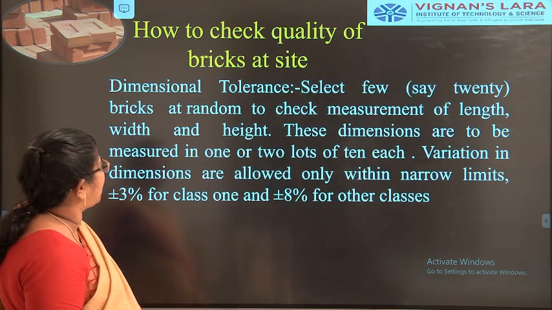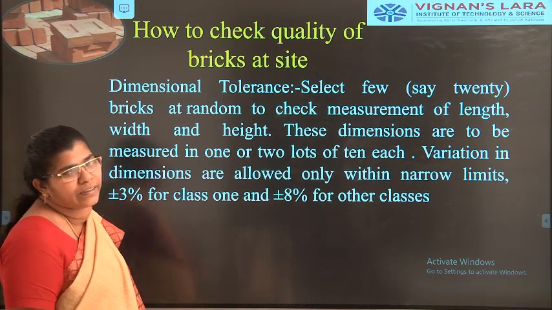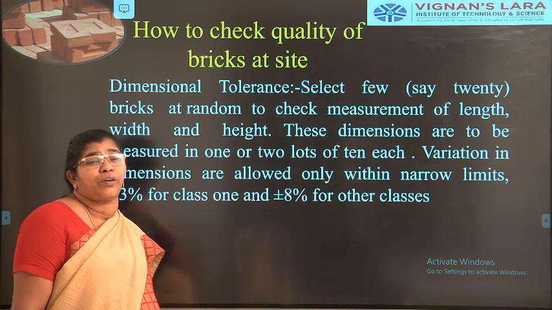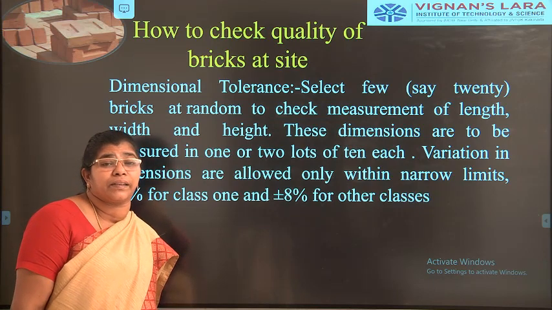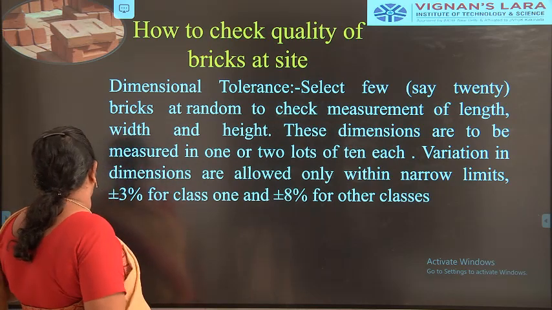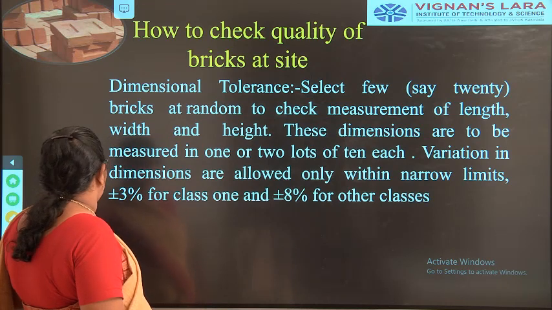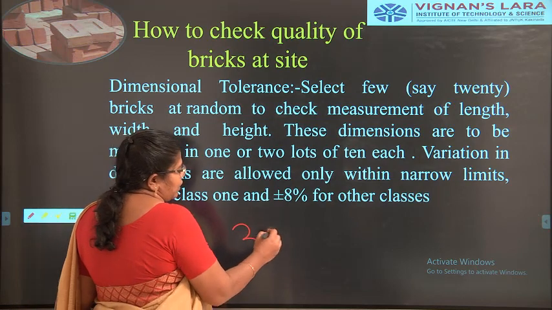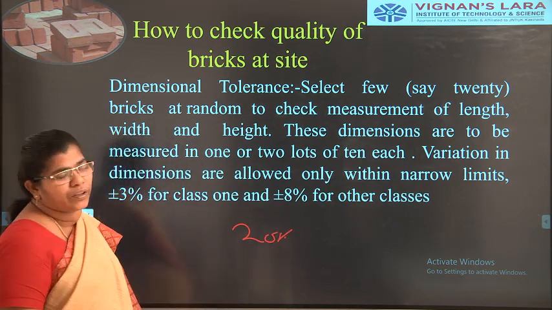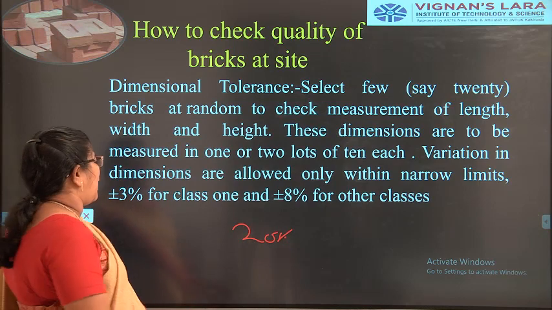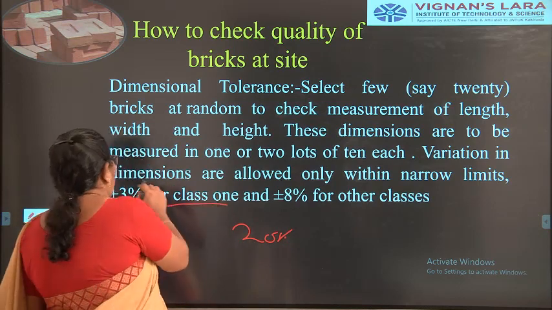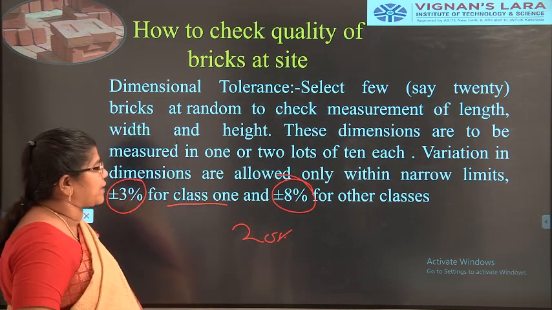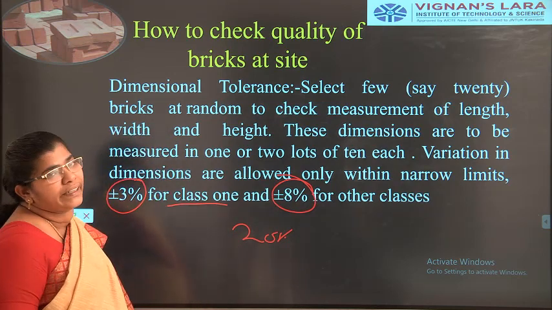Okay. So the next one is the dimensional tolerance. Dimensional tolerance is very, very important. We cannot go for a compromise of more than 20%. All of you remember this 20% for the water absorption. Similarly, we will have this 20% here. If the distortion at the end is more than 20%, we will not go. And for class 1, we will not go beyond plus or minus 3%, and for other classes, we will not go beyond plus or minus 8%, based on the dimensions.